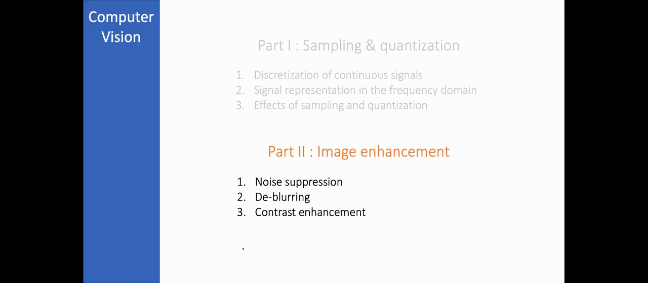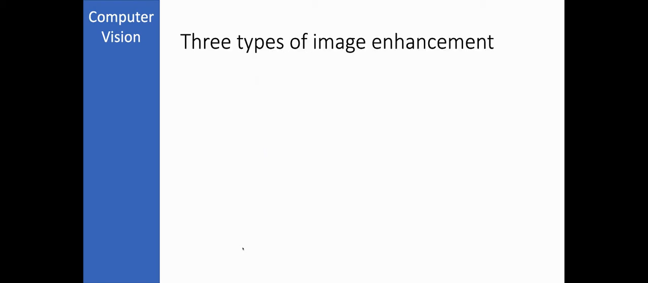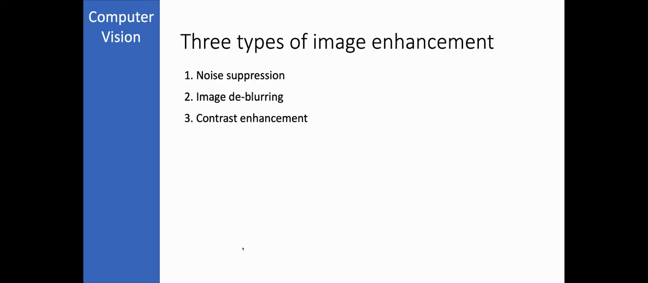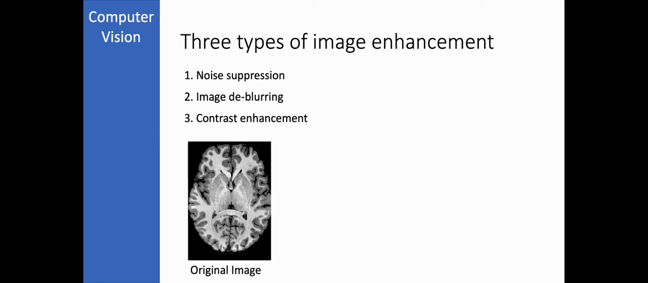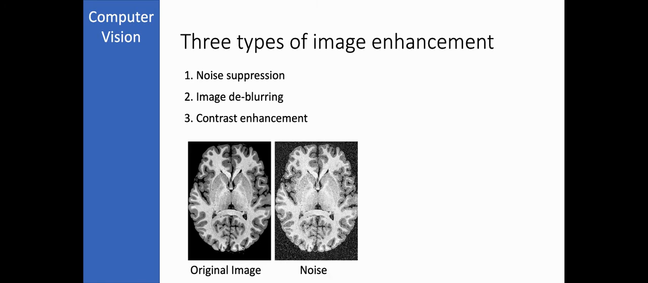The second part of this lecture will be on image enhancement, and we will talk about noise suppression, deblurring, and contrast enhancement. So the three types of enhancement, as I said, are these, but let's look at what they do in terms of their effects on the images. Here we have an original image of a magnetic resonance image of a brain.